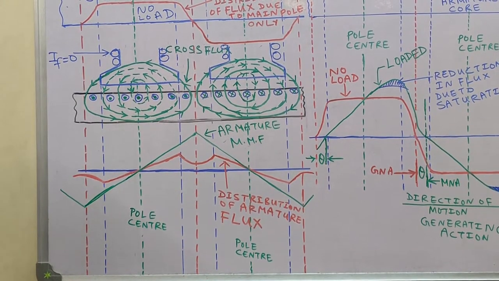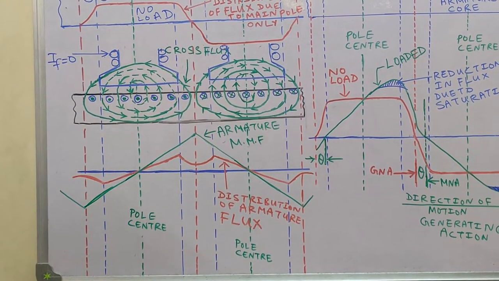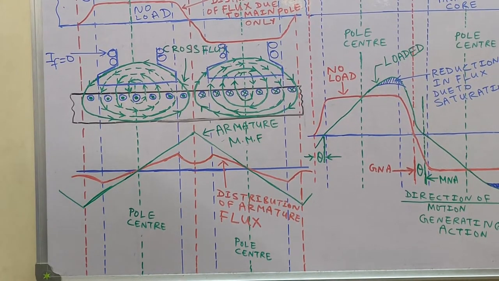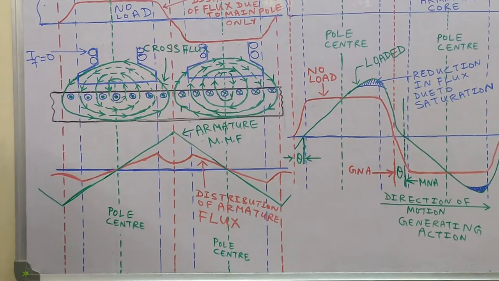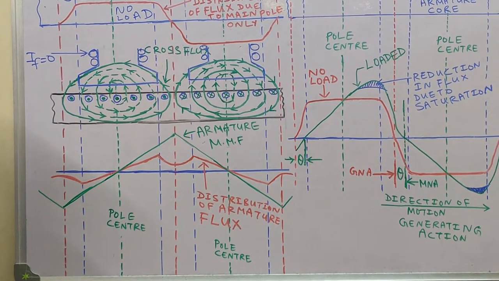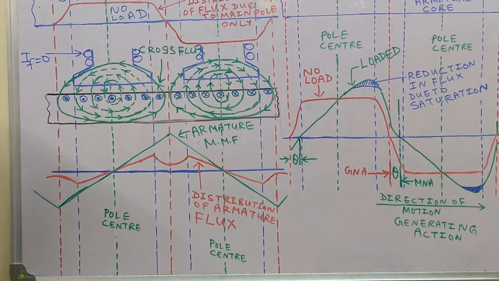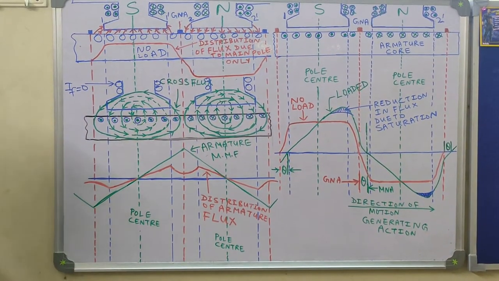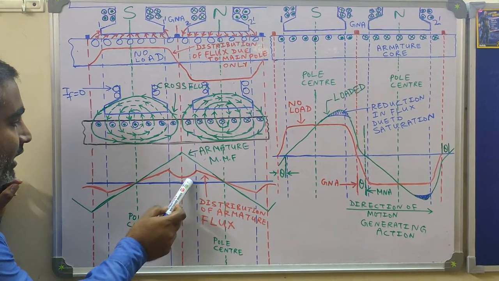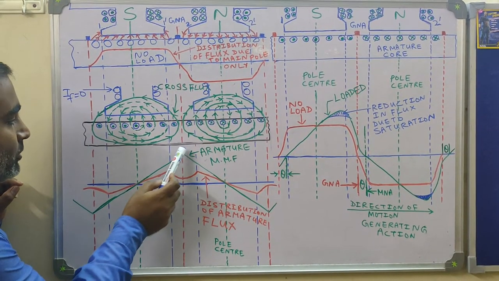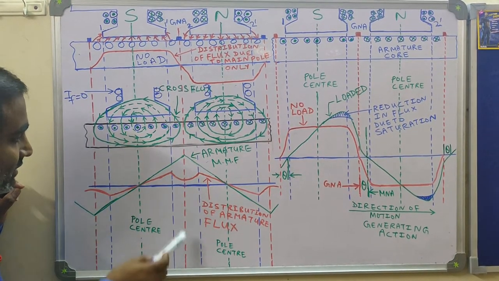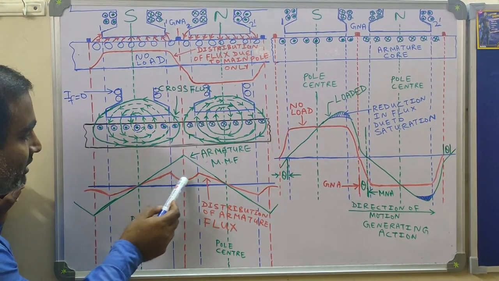This can be easily explained if you take into account the air gap length along the interpolar axis. You have seen the cross sectional view of DC machine. If you look at it, you will find that along the interpolar region there is a huge air gap. That means very large reluctance. So this large reluctance, provided by the huge air gap along the interpolar axis, is responsible for the dip or the fall in the armature flux. In spite of the fact that armature MMF is peak, since the reluctance is very high along the interpolar axis, there is a dip or fall in the armature flux.